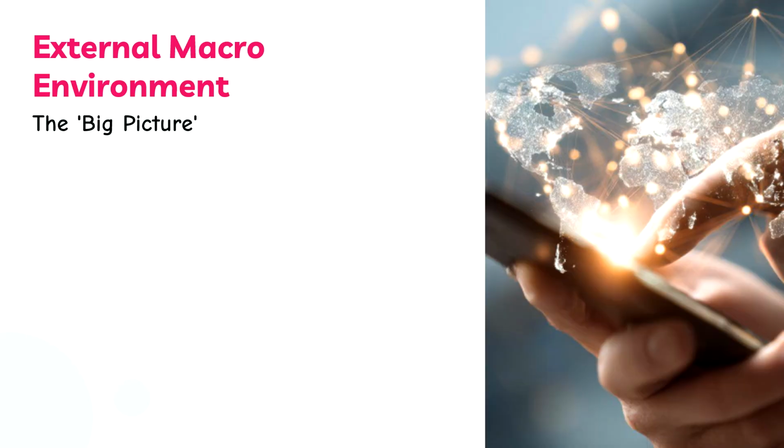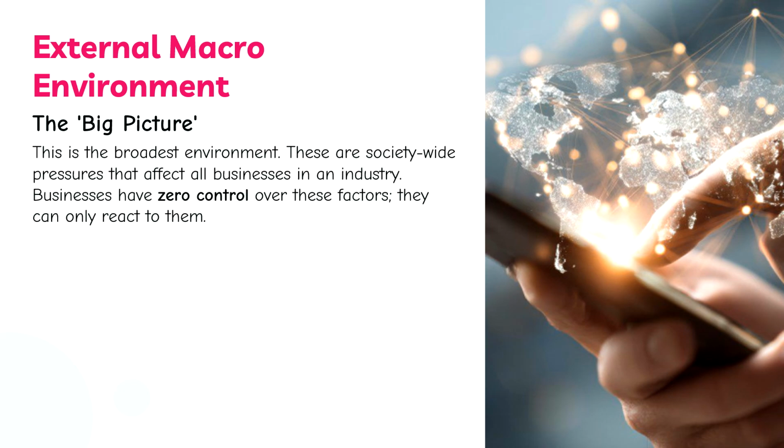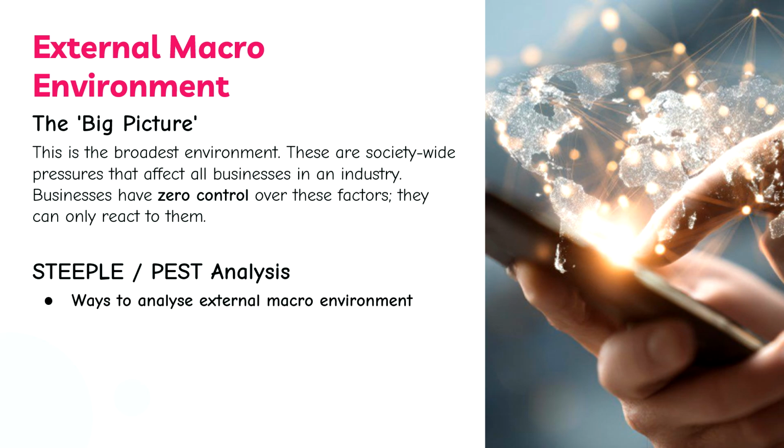Now let's have a look at the external macro environment. This refers to the big picture. This looks at the factors that affect all the businesses in an industry, and businesses have no control over these factors. They can only change according to these factors. Now, two analyses that we use for this are the STEEPLE or the PES analysis. These are two ways to analyze the external macro environment for the business.